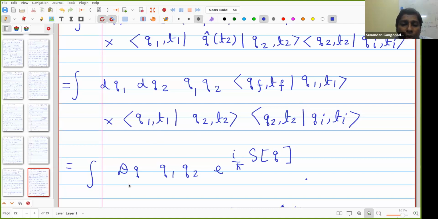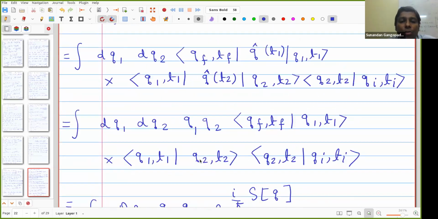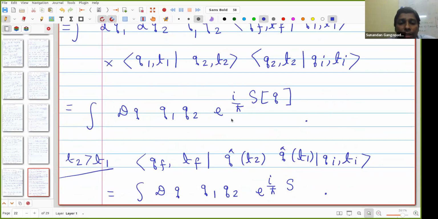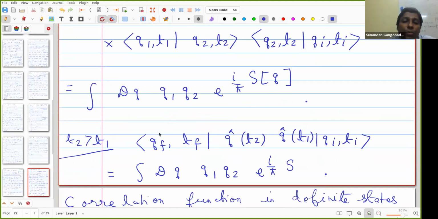You can break these overlaps, and the result will be the integral of dq q1 q2 e to the power of i by h bar times the action, which is a functional of q. So we have proved the result at least for t1 greater than t2. You can carry out the same exercise for t2 greater than t1.